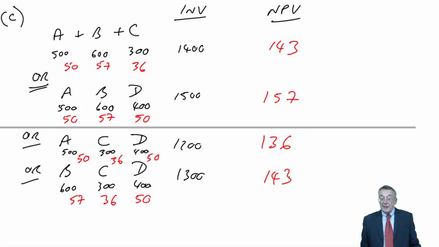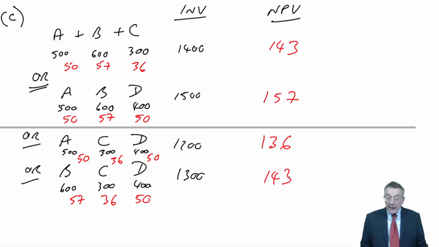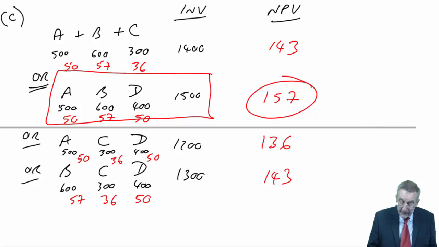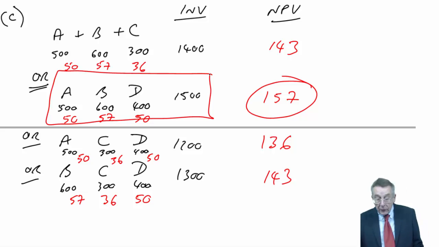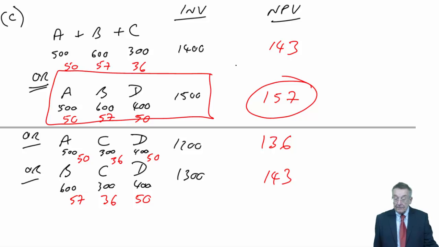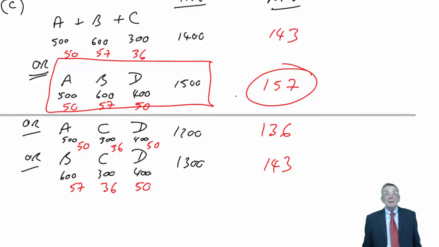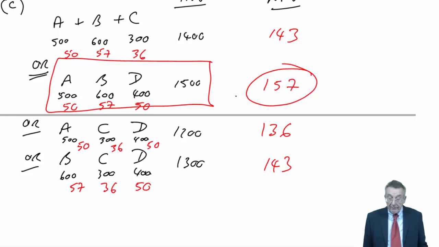So there are 4 choices. We want maximum NPV, so it's whichever's the highest, which in this case is that. We'll invest in A, B and D in full, and we'll get the maximum NPV of 157. Which of course is less than in part B. Of course it is, because here we're not able to invest it all in everything. But that's the maximum we can get.